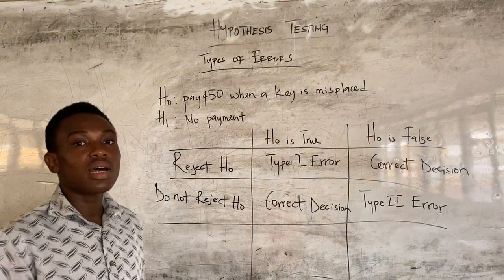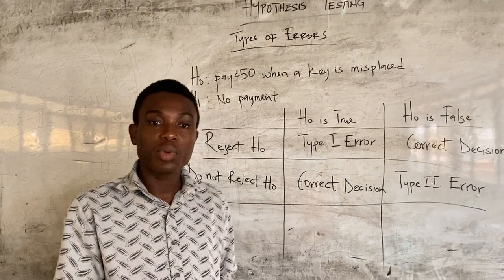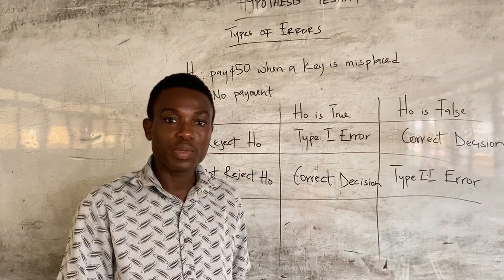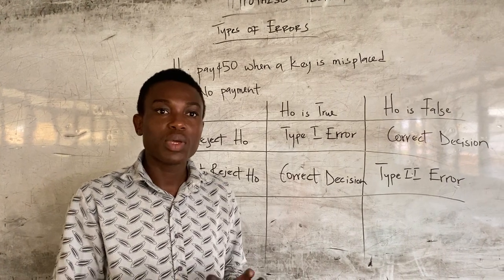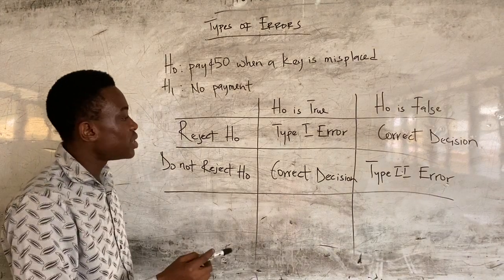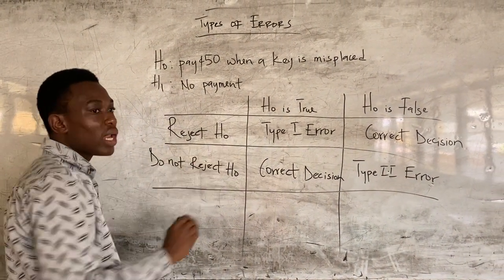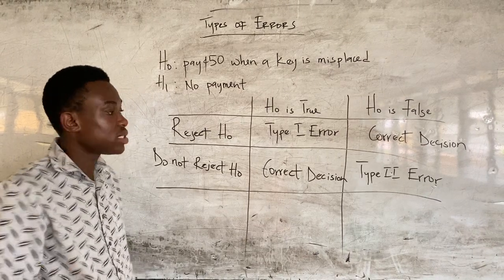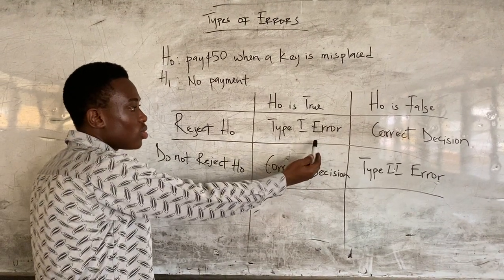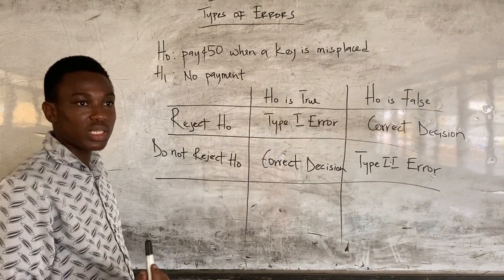So we are saying that our null hypothesis here is that you make a payment when a key is misplaced. So once the key is misplaced and then we refuse to allow that student to make a payment, then a type 1 error has been committed. So the statement is true, the key is misplaced.